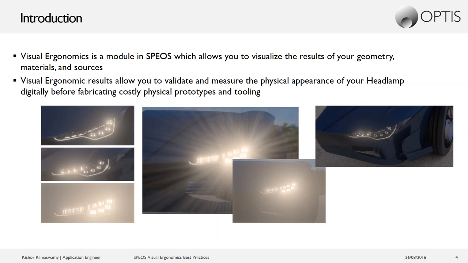So, SPEOS Visual Ergonomics is a module which allows you to visualize in high quality the results of your geometry, materials, and sources. It allows you to validate and measure the physical appearance of your headlamp or tail lamp or entire car body in order to reduce costs of physical prototyping and tooling.